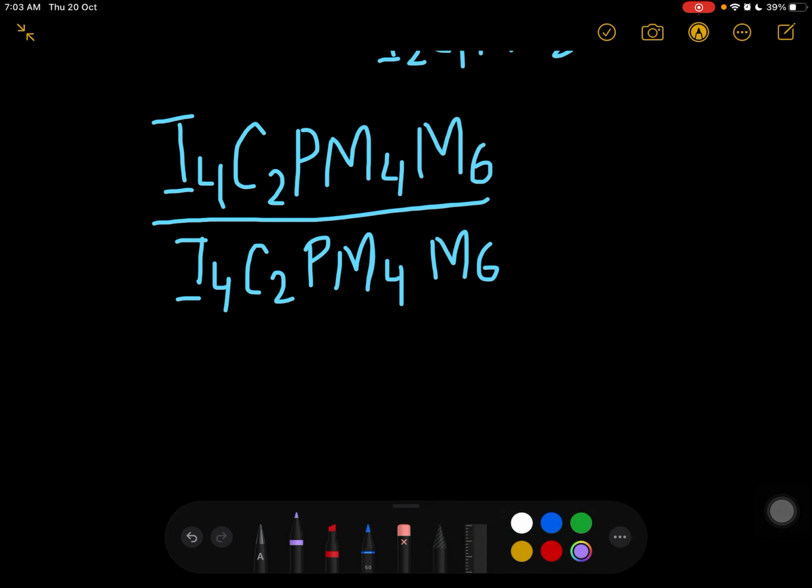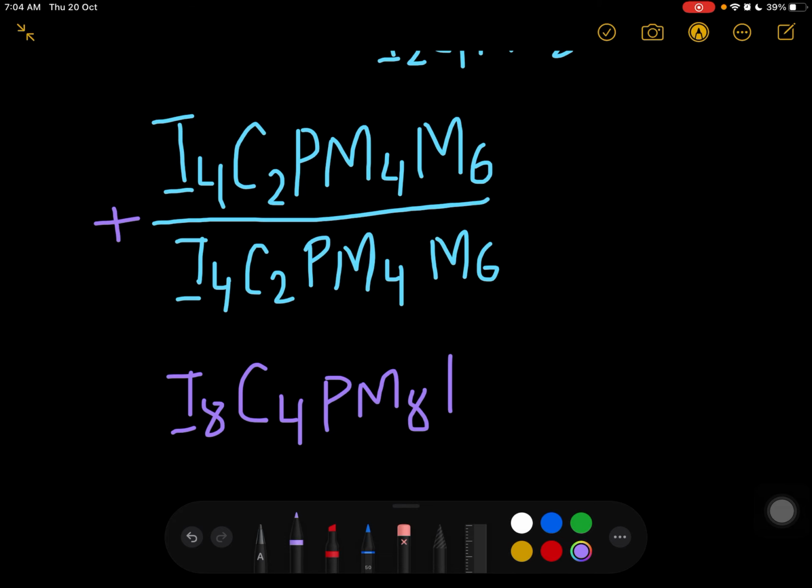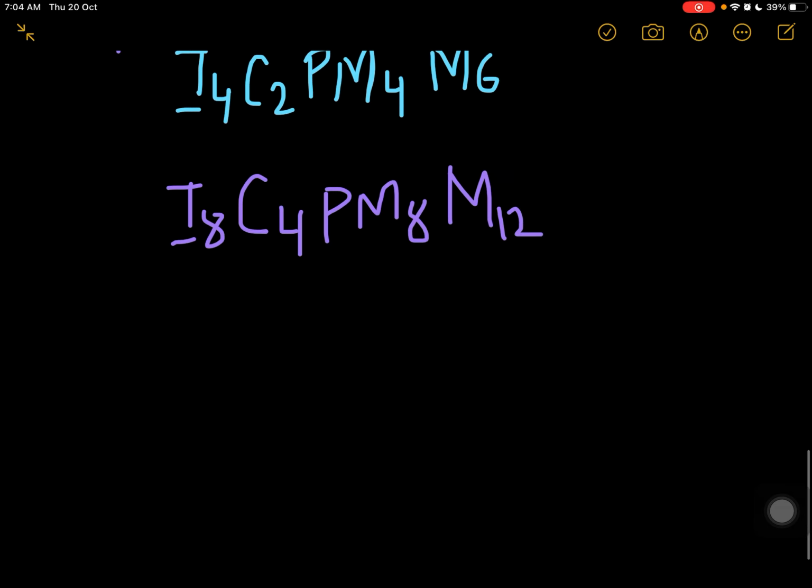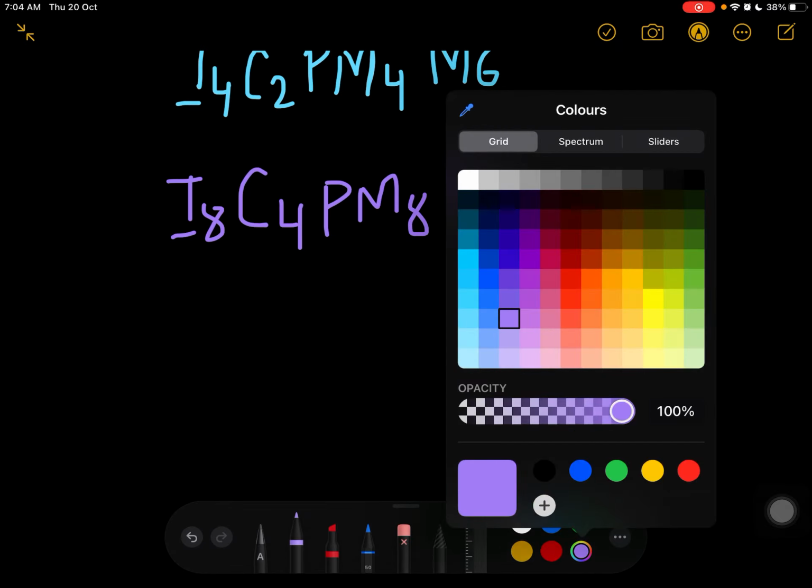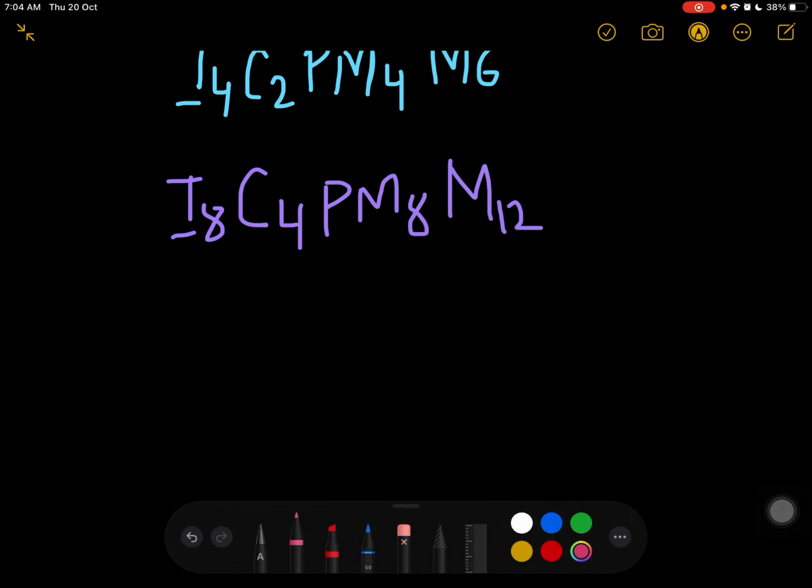Now 4 plus 4 is equal to I8, C4, PM8, M12. So by this formula we know that there are 8 incisors, there are 4 canines, 8 premolars and 12 molars.